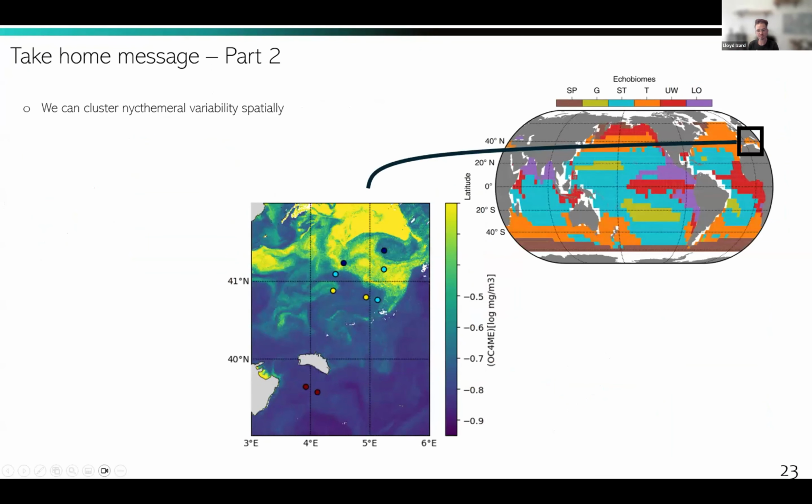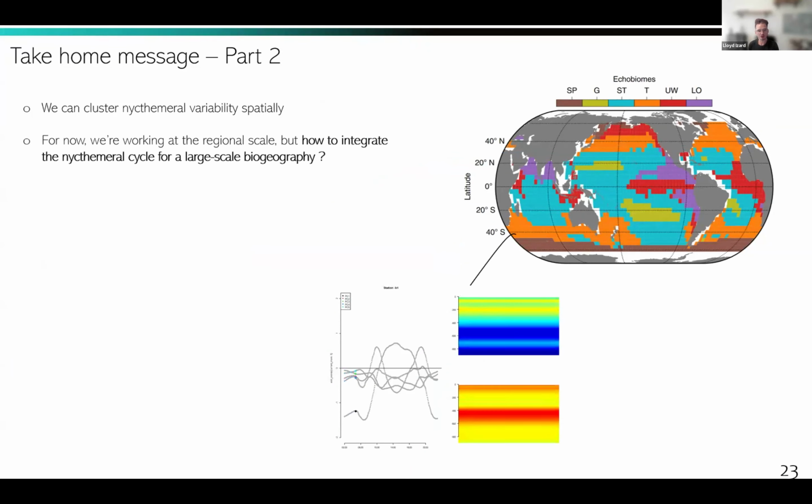So now what to take home from this second part, because there's been a lot of information, I think. Firstly, we can cluster nocturnal variability spatially, or we propose one method to do so. But for now, we're working at a regional scale, and we can wonder how we can integrate this nocturnal cycle for large-scale biogeography. That means how can we have ecobiomes representative of nocturnal cycles for each of the different cells here.